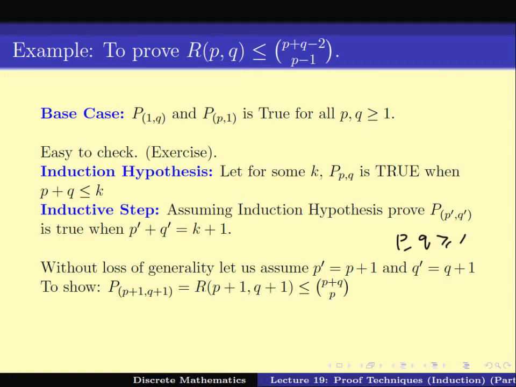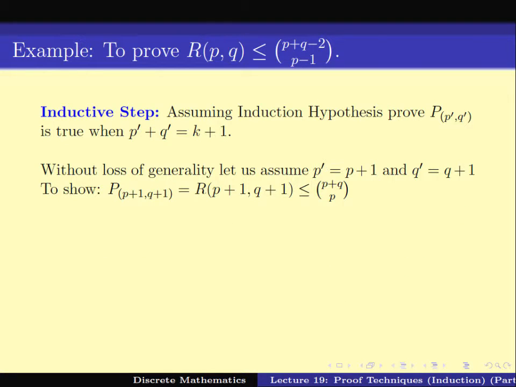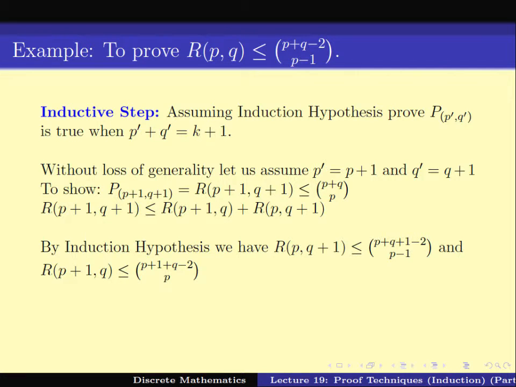Now, to show that the statement for p plus 1, q plus 1 holds, I have to prove that R of p plus 1, q plus 1 is less than or equal to this bound. So this is what we have to prove. If you put p plus 1, q plus 1, we get p plus q choose p. So this is what we have to show, right?